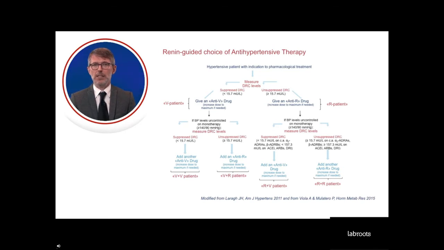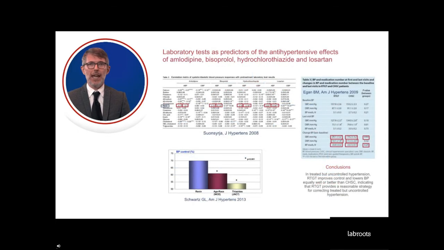If the patient is on target, we stop. If the patient is still hypertensive, we can measure renin level again and take a decision according to the newly detected renin values. And this hypothesis has been applied in many relatively small studies.